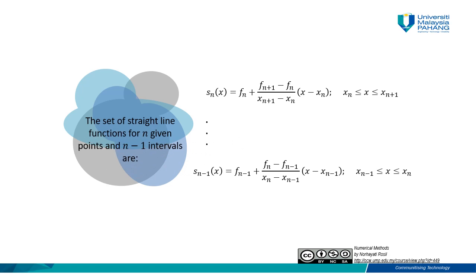Here is the formula for first order spline interpolation. So we start from S1 until Sn minus 1. Why until Sn minus 1? Okay, let's say we have 4 points. Point number 1, number 2, number 3, and point number 4. And each point is connected by a straight line. So this is line number 1, line number 2, line number 3. So we will have S1, S2, S3.